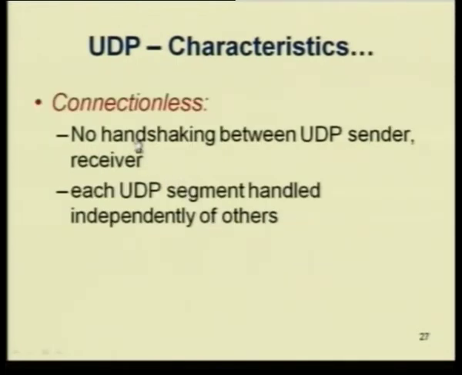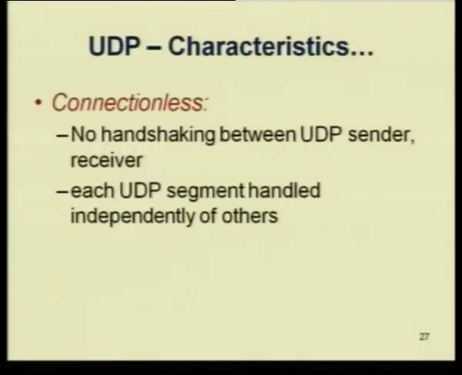And we also say it is a connectionless protocol. Connectionless indicates that there is no handshaking between UDP sender and receiver. You do not shake hands with the receiver before you send data. That is, you do not try to find out whether the receiver is available before you start sending data. Second, each UDP segment is handled independently of the others. Each UDP segment is treated as a separate segment, just as in the case of the IP protocol.